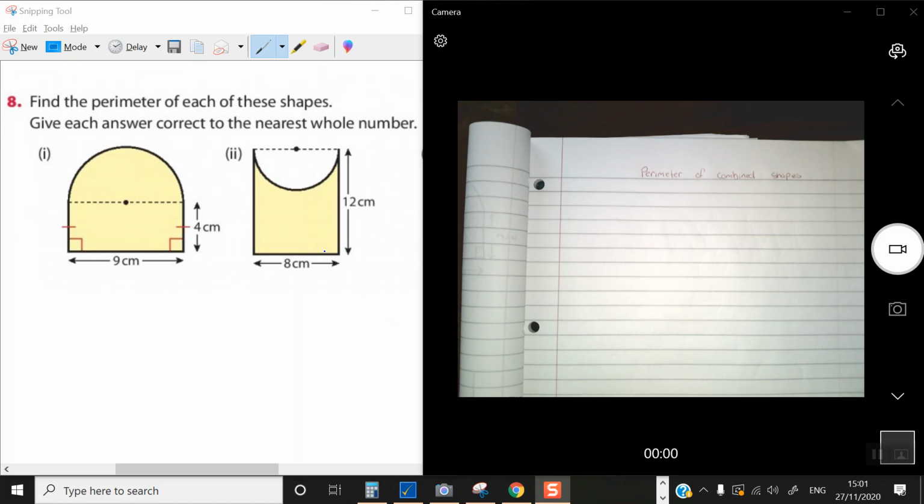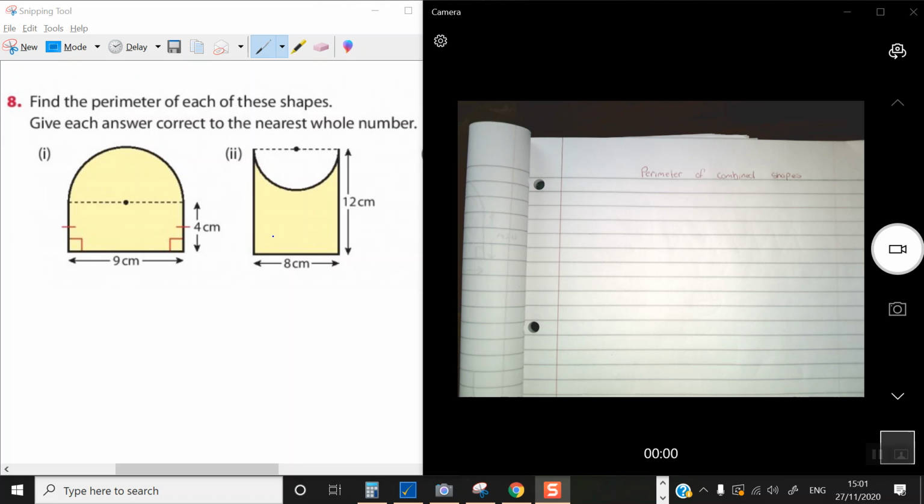So what we look at here is this next question. Again, what you're being asked to do, we're looking at part 2, question 8, part 2. You're being asked to find the perimeter of each of these shapes, giving each answer correct to the nearest whole number.